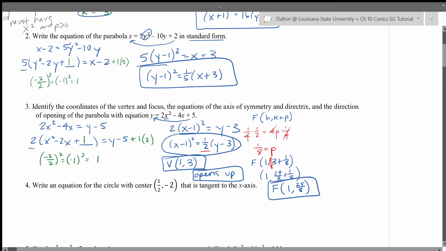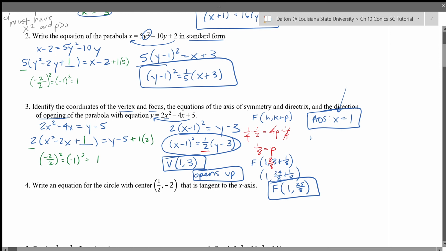So let's see, I've got the vertex, I've got the focus, I've got the direction of the opening. So I need the axis of symmetry and directrix. Well, we know that the axis of symmetry goes through the vertex and the focus, which both have x coordinates equal to 1. Therefore, the axis of symmetry is the line x equals 1, not just the number 1. Please make sure you put x equals or y equals depending on the orientation.